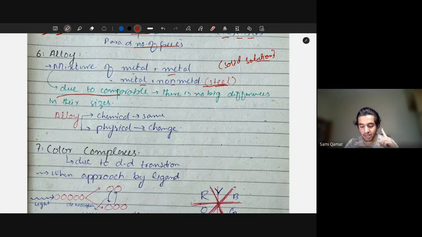But remember this: in alloy formation, their chemical properties will be the same, while their physical properties will change. Only physical properties like melting point and boiling point change. Their chemical properties stay the same. They will still be metals. They will conduct electricity. Everything will be the same. This has been asked in your past paper.